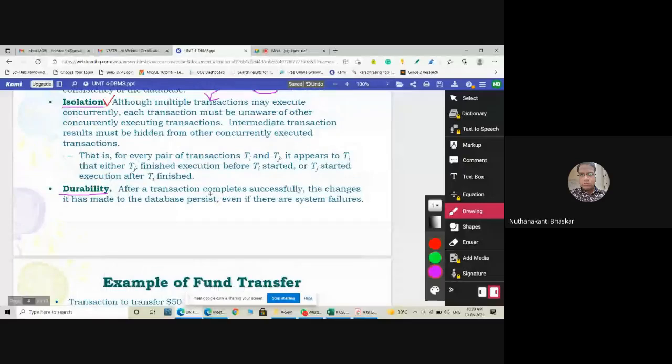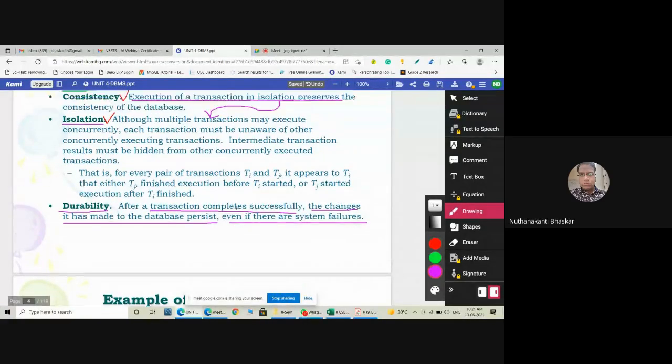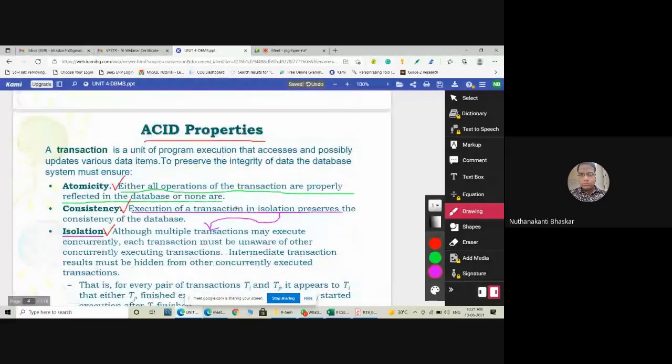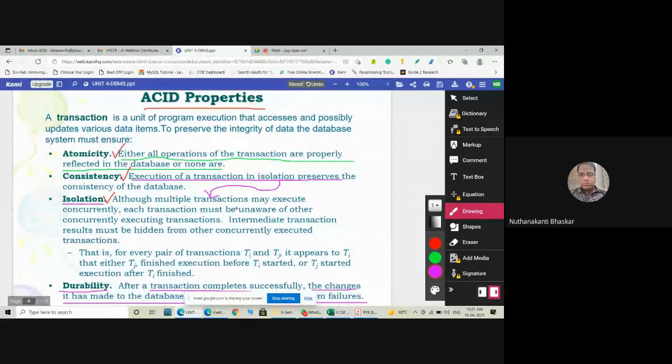Understood? After a transaction completes successfully, the changes it has made to the database persist even if there is a system failure. This is called durability. Clear now? All of you clear about durability? Yeah. Now the ACID properties. All of you clear about the ACID properties? Very important. This complete unit depends on the ACID properties only.